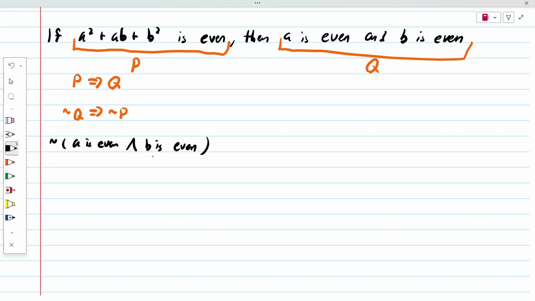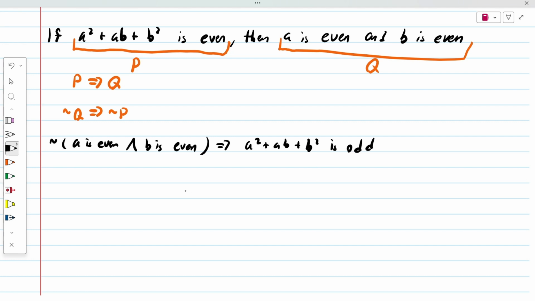And this little arrow is just saying "and," implies that not p. And so that means that this statement, a squared plus ab plus b squared, if it's not even, then since we're dealing with integers, then it's odd. So we can say it is odd.